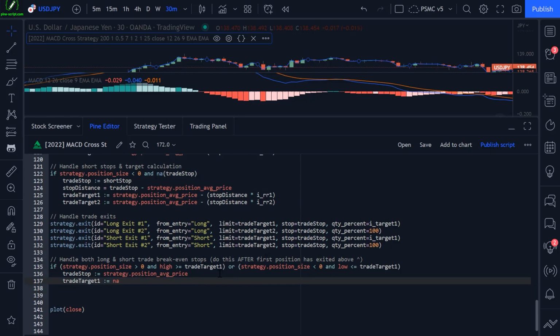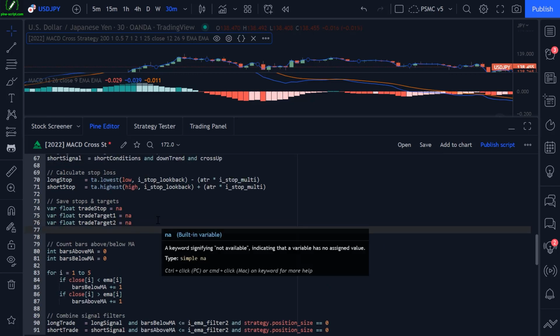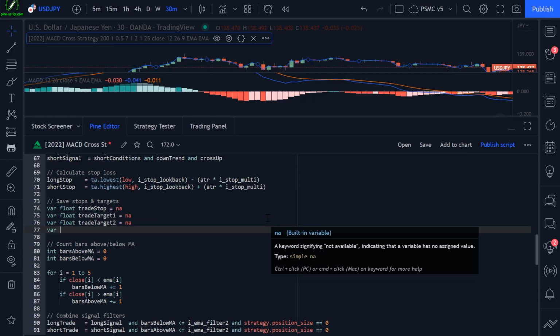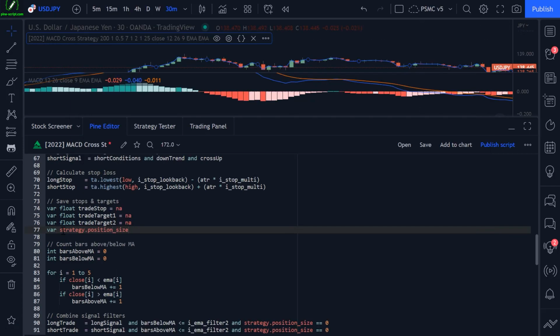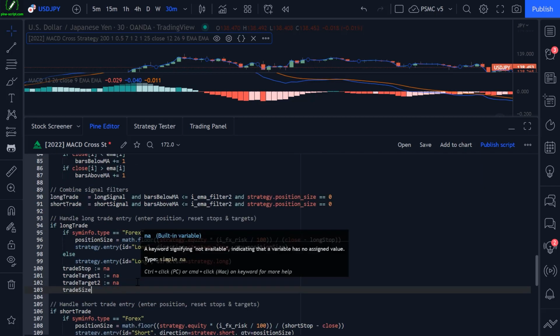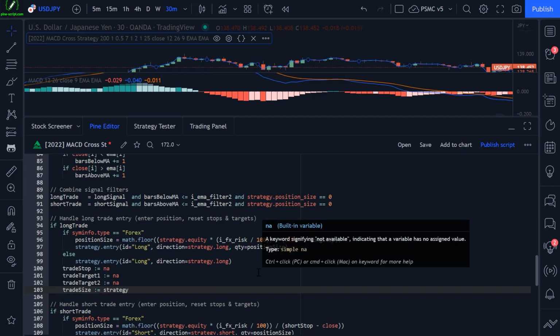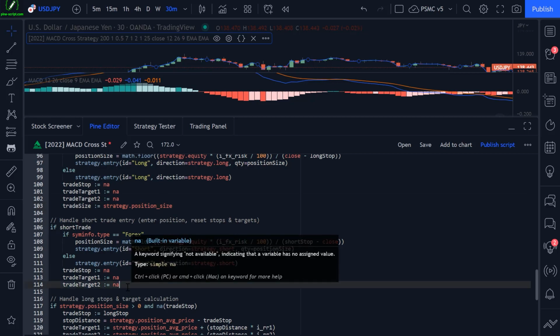What I'm going to do instead is create a new variable here called VAR. Now I'm not sure, is position size a float or an integer? I can't remember. It's a float. So we're going to create a float value called trade size, and it'll be set to NA by default. And when we enter our position, I'm going to save trade size as strategy.position_size. So let me save that for short trades as well.